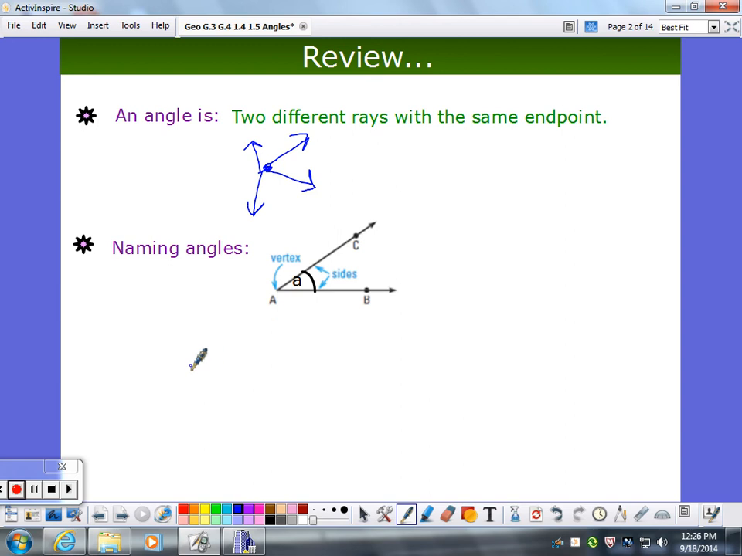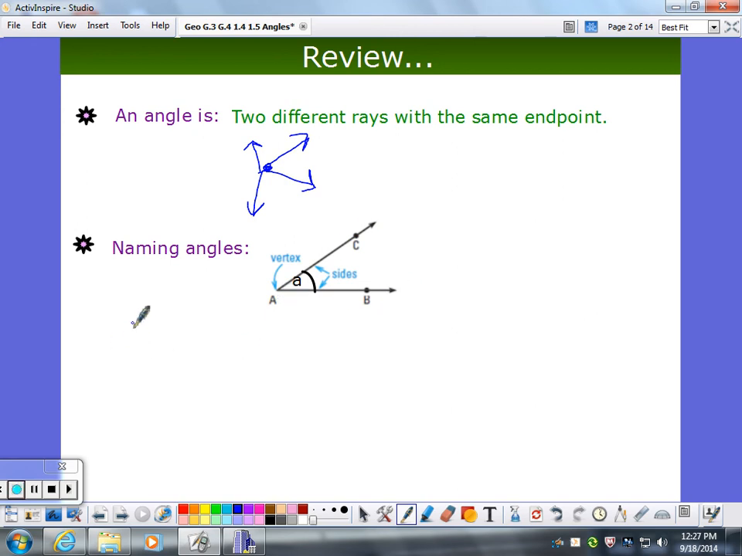How do you name that thing, Christian? Three points. Okay, so what's the name of this angle? The angle CAB. That is one way of naming it. You look for one ray, then you give the vertex, then you look for a point on the other.